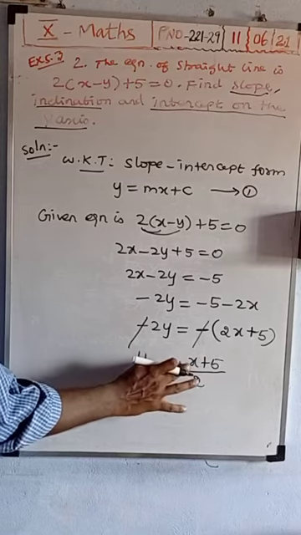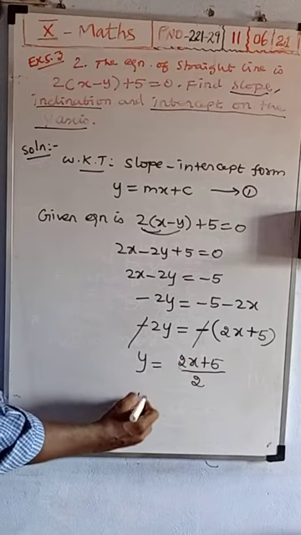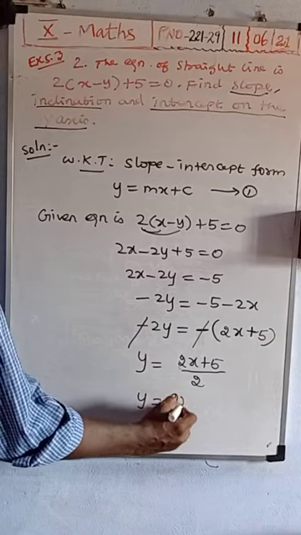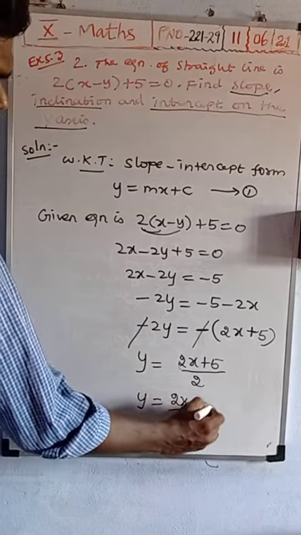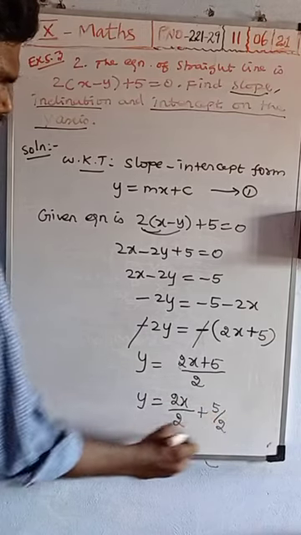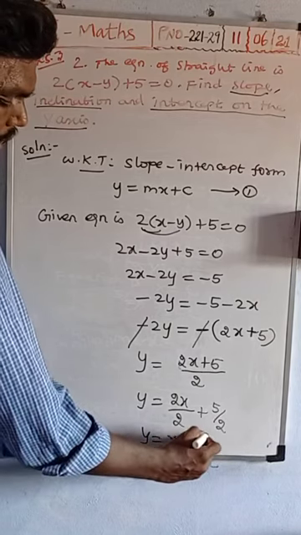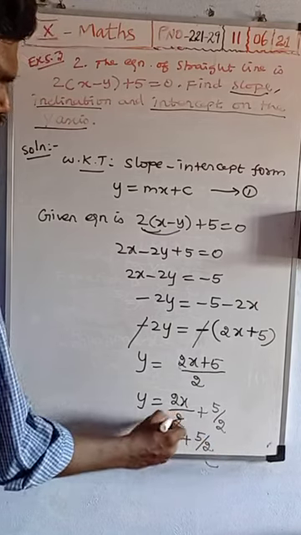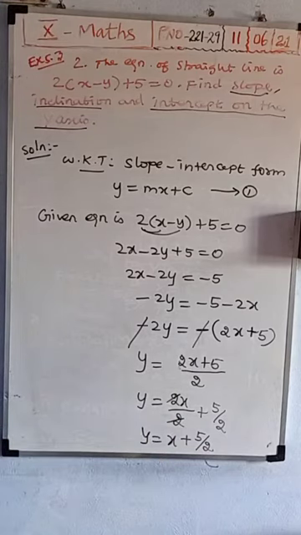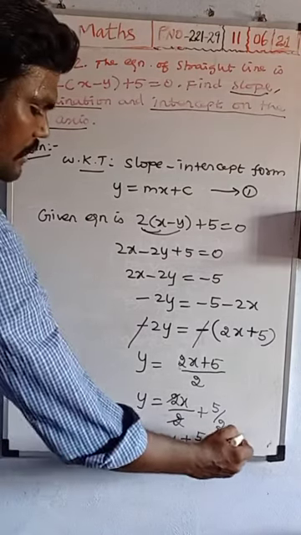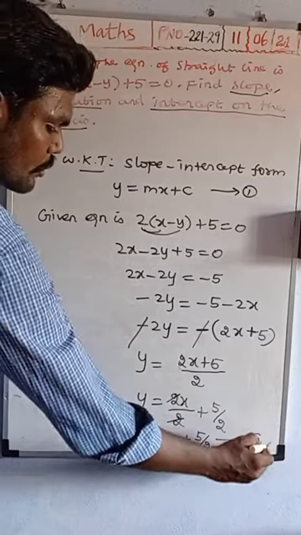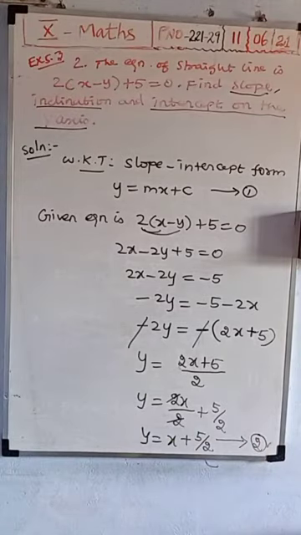Okay, this 2 will go to the denominator. Now this 2 is common for both, so 2x by 2 plus 5 by 2. So now cancel: y is equal to x plus 5 by 2. 2 cancel means 1 is the meaning, so 1x, directly I have written x. This is equation 2.